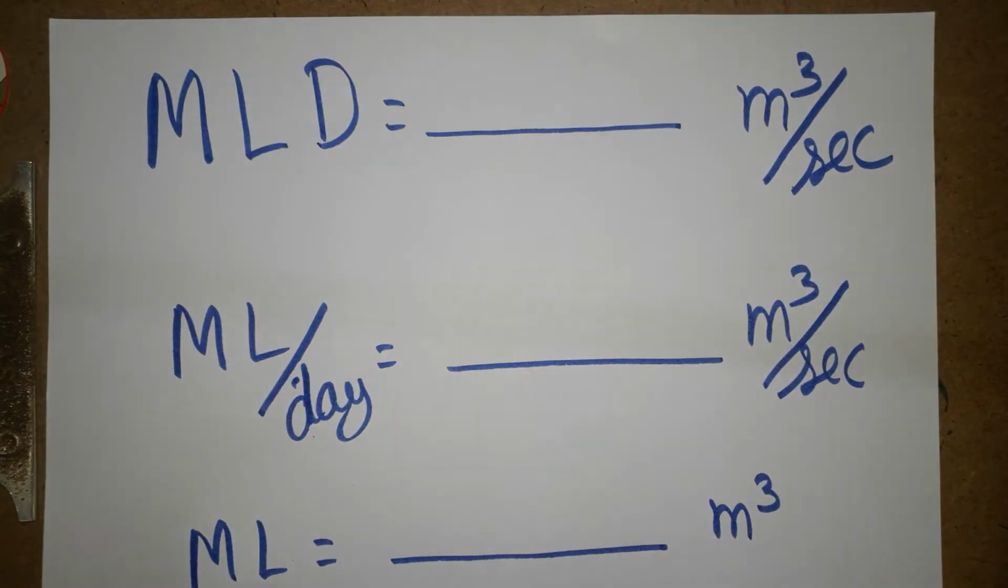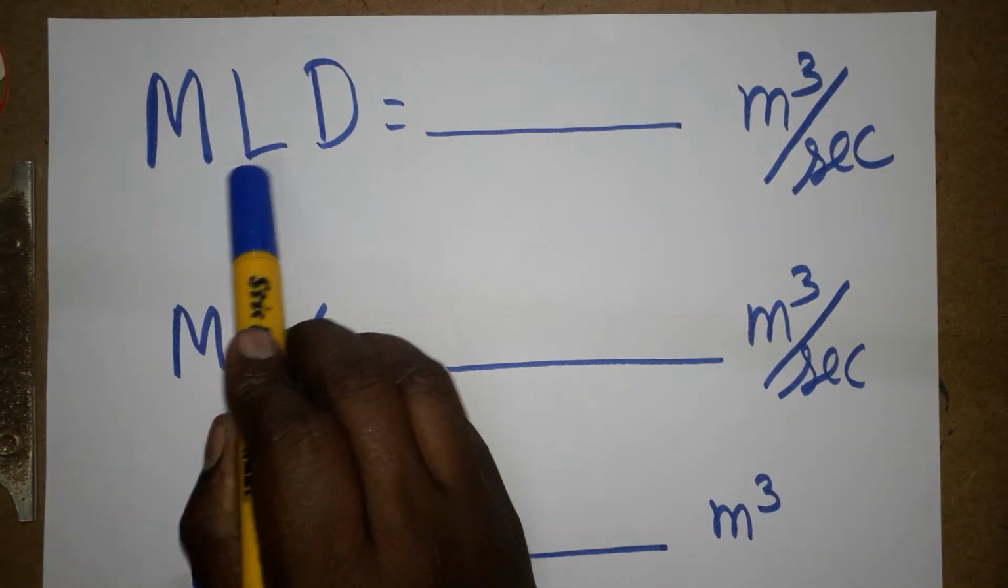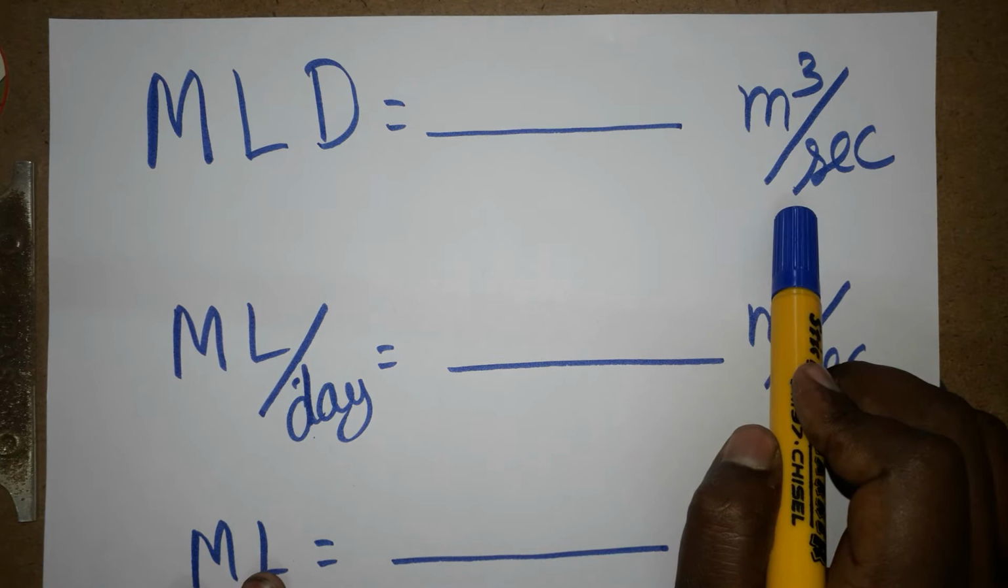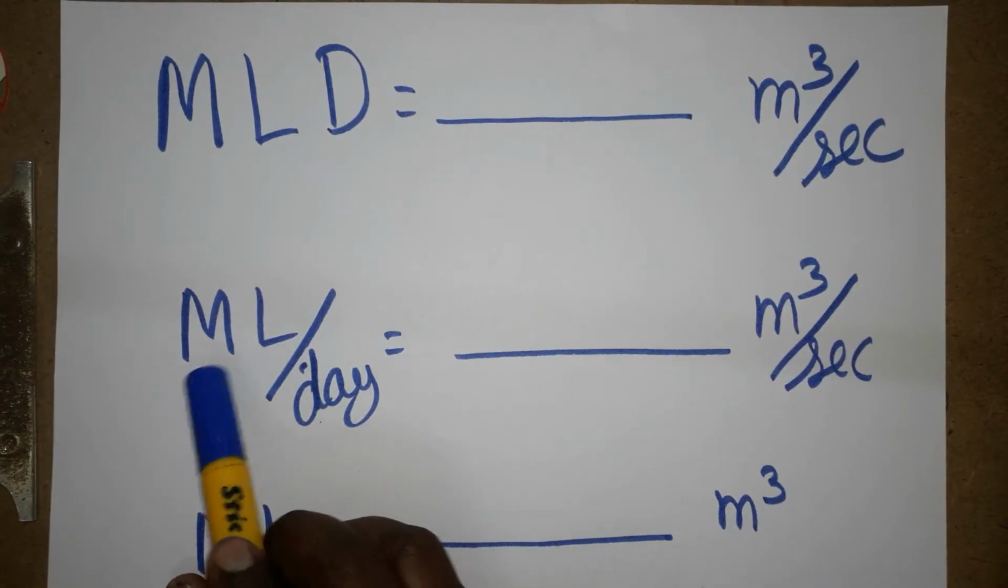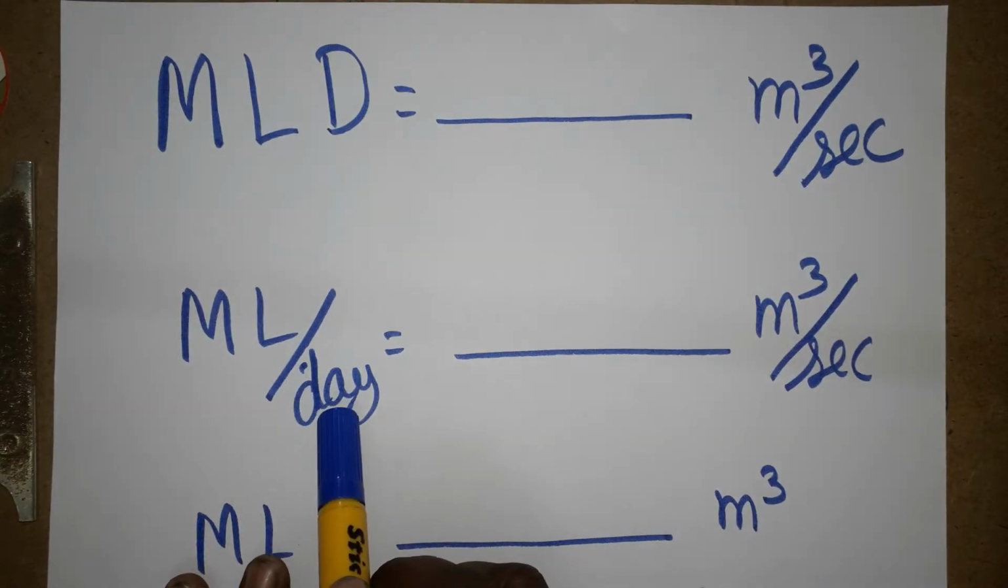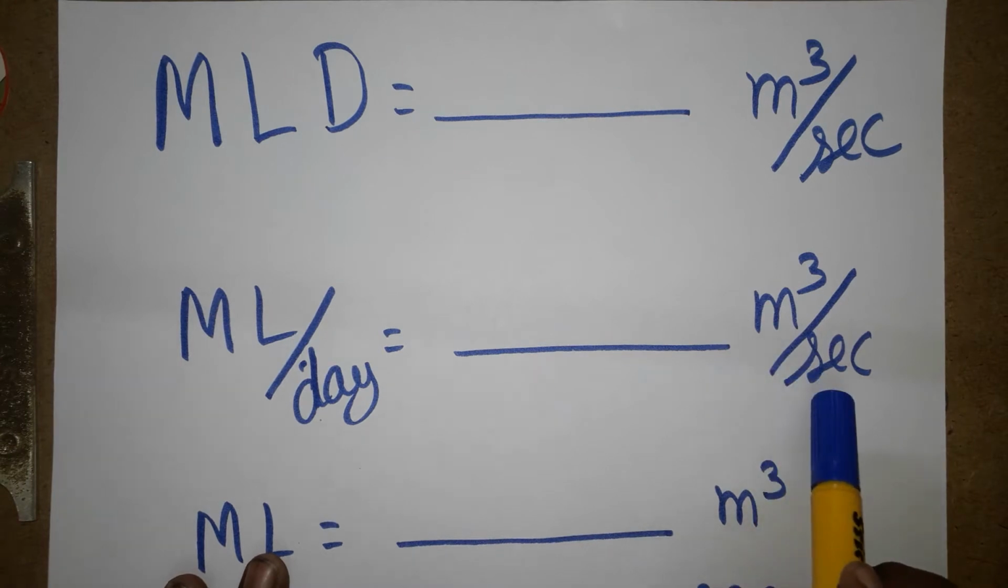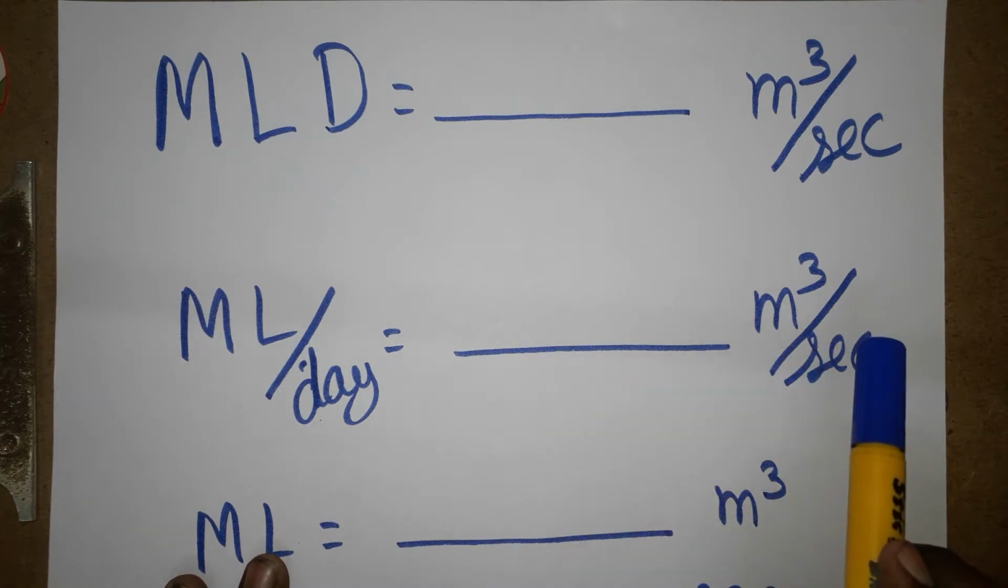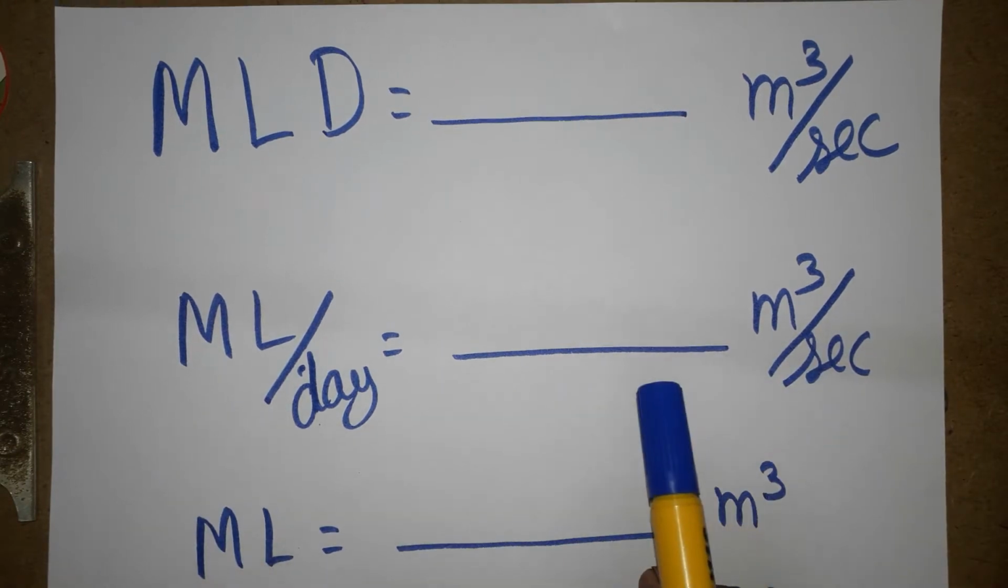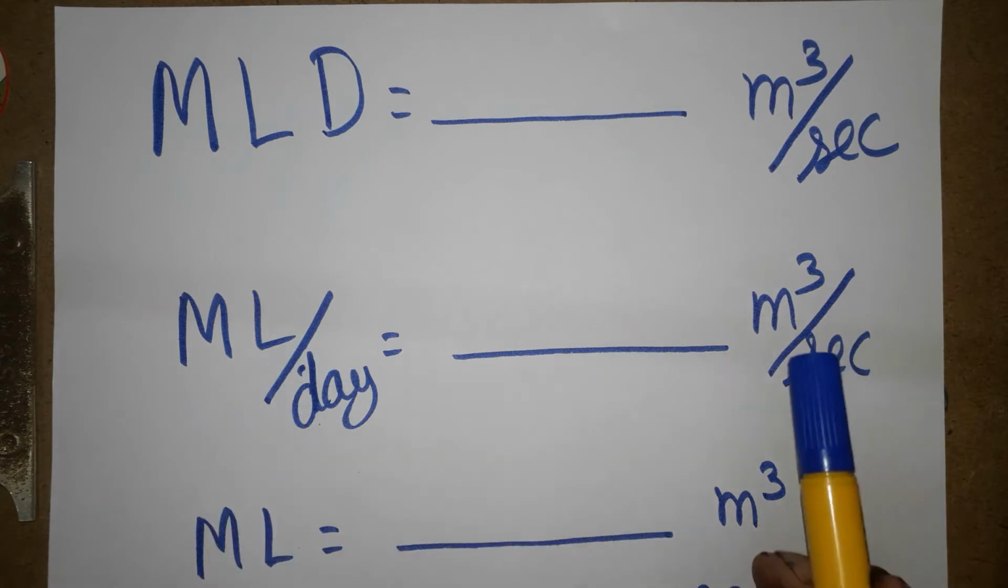Hello student, today we are going to learn MLD to meter cube per second. MLD is megaliter per day, equal to meter cube per second. Okay, how much liquid is flowing per second, that only we are going to learn, how to convert from this unit to this unit.